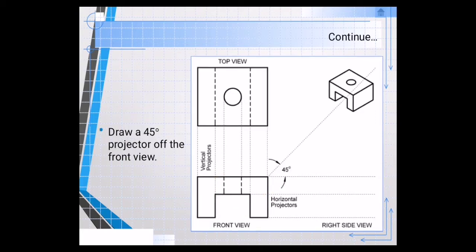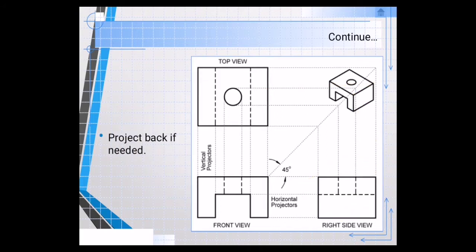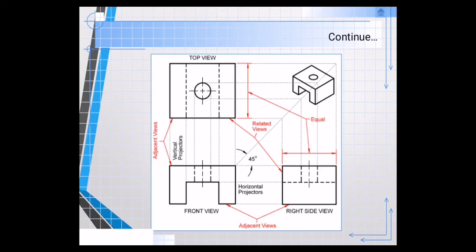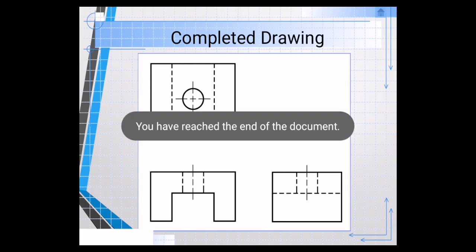Next step is to draw a 45-degree line, that is a projector, to obtain the right hand side view. Again, horizontal projection and vertical projection give us the right hand side view, with dash lines for the hidden parts. Whenever there are circles or arcs, we also have to draw center lines. And this is our completed drawing. This gives the orthographic views of the object. Thank you.